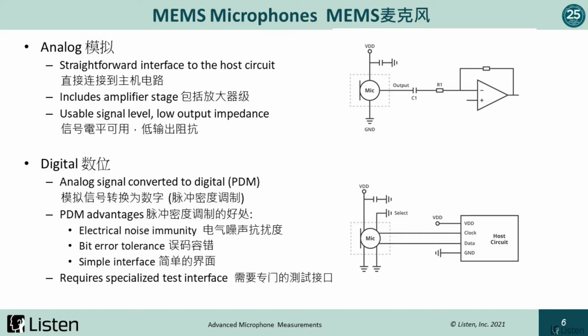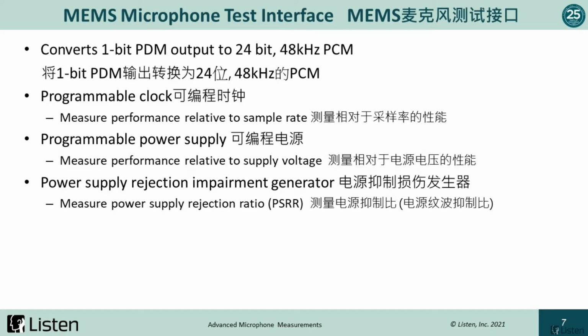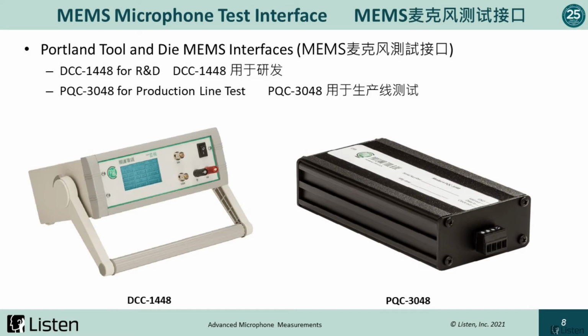But the thing is, it requires a very specialized test interface. The test interface needs to convert the 1-bit PDM output to a 24-bit 48 kilohertz PCM stream. It should have a programmable clock so we can measure the performance of the MEMS mic relative to the sample rate. It should also have a programmable power supply so we can measure the performance relative to the supply voltage. And it also should have a power supply rejection impairment generator to measure power supply rejection ratio, or PSRR.